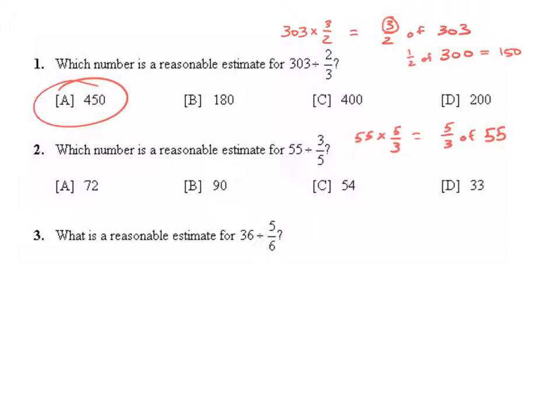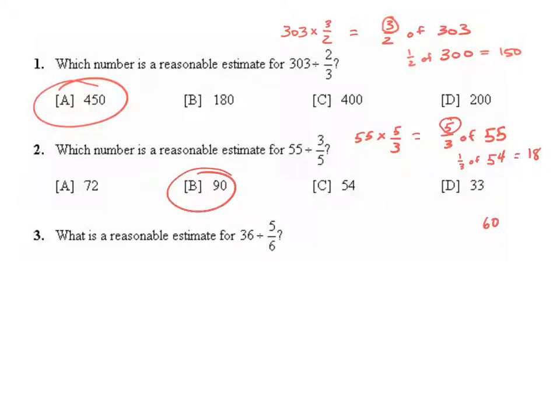I'm going to look for something that is close to 55 that's compatible with 3. Now I'm going to use 54 because I know that 5 plus 4 is 9 and 3 goes into 9. I know that 1/3 of 54 is 18, and then I want 5 groups of 18, which is 90. Now, you may not have immediately thought of 54.